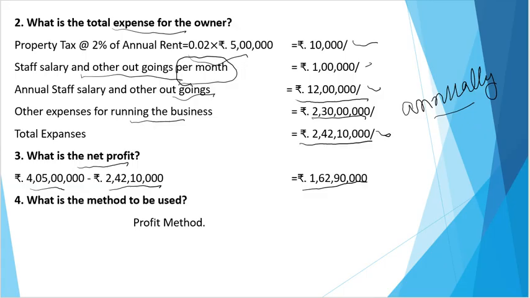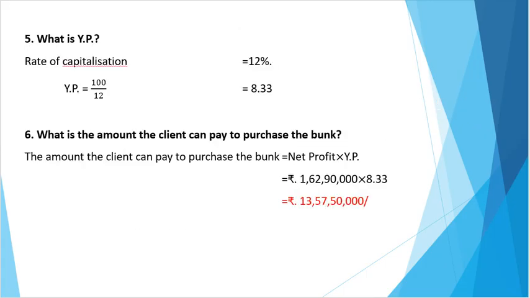So which method will you be using here? You will be using the profit method for calculation. Next he has asked what is YP, years purchase. The rate of capitalization is 12%. You know YP perpetual is 1 upon R percent, which means 1 upon 12%, which means 100 upon 12, that is 8.33.